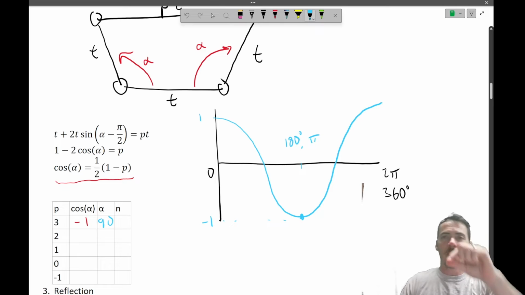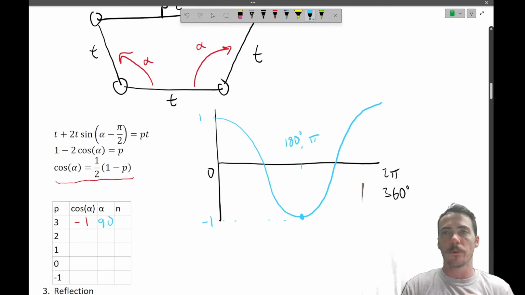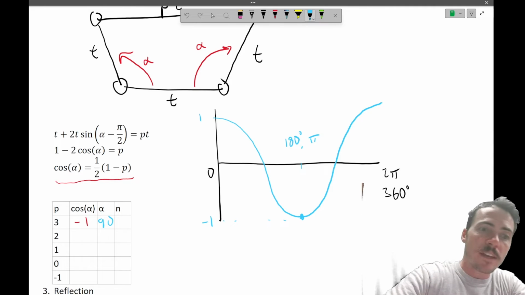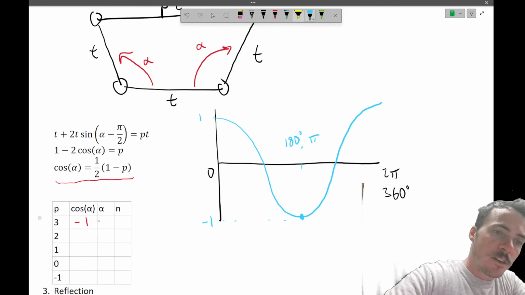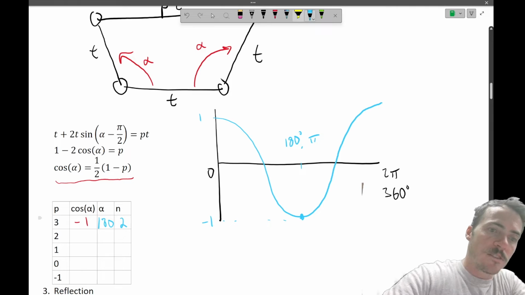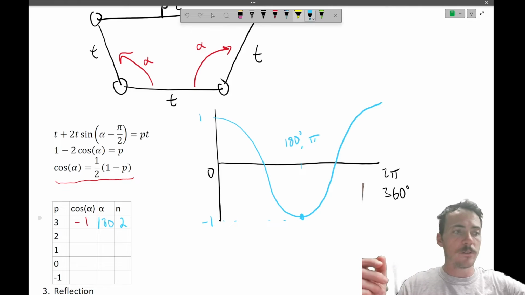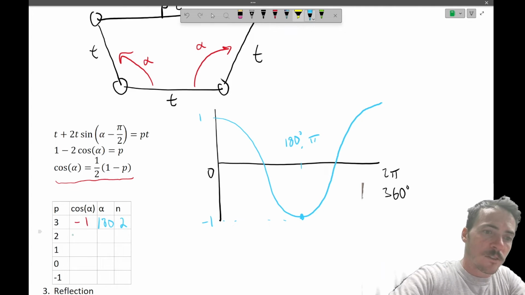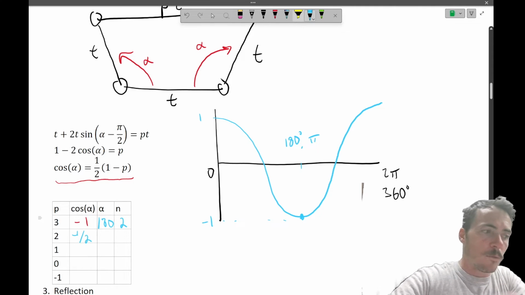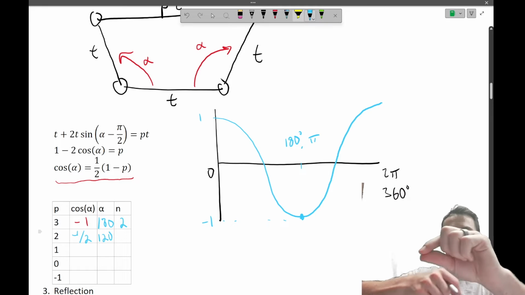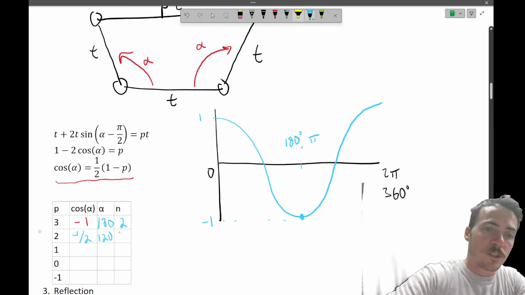So in other words, when you rotate 180 degrees, that is an allowable rotation. And you rotate it 1 time and 2 times, you're back where you started. So that is a 180 degrees rotation, and it is a 2-fold rotation, right? Okay, well, we could plug in the integer value 2, and we'd find that cosine of alpha equals -1/2, and that occurs at 120 degrees, right? So 120, 120, 120, that's a 3-fold rotation.